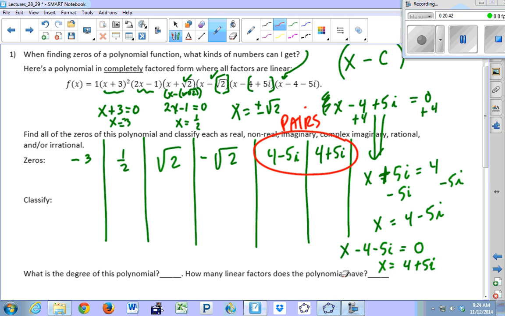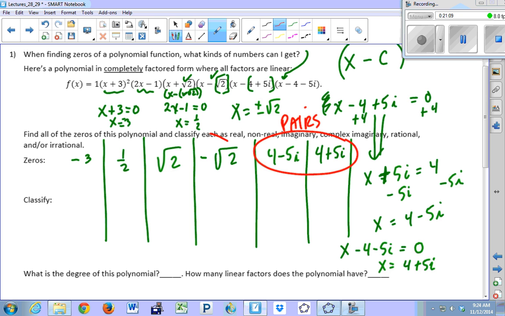So if I tell you you have a polynomial that has a 0 at 4 minus 5i and I say nothing else, you automatically know your other 0 is 4 plus 5i. And often your book or on a quiz or a test, it is not written that you have 4 minus 5i and 4 plus 5i. It's only going to tell you one of your non-real roots.